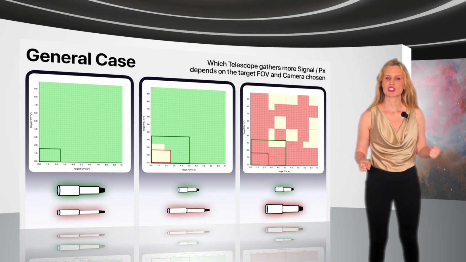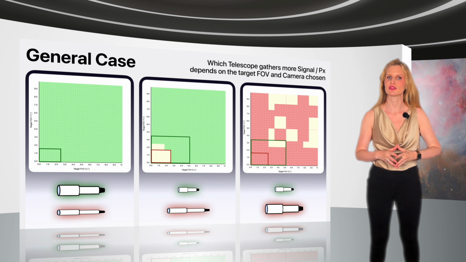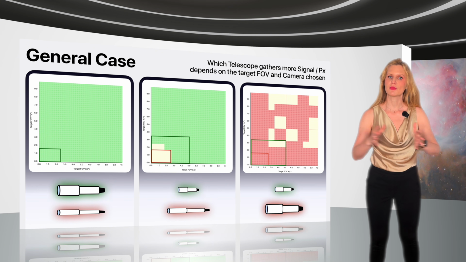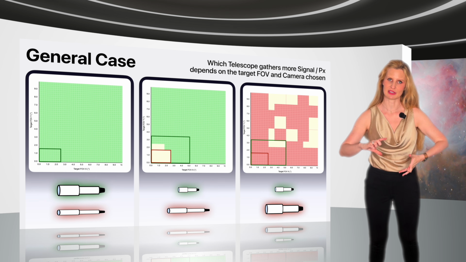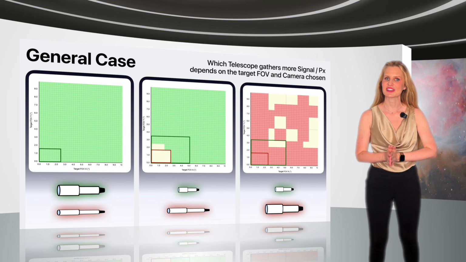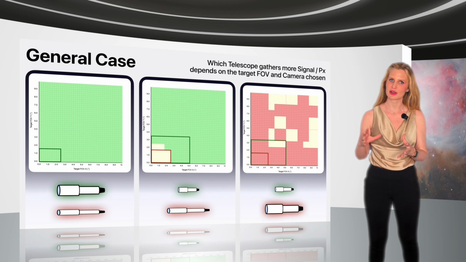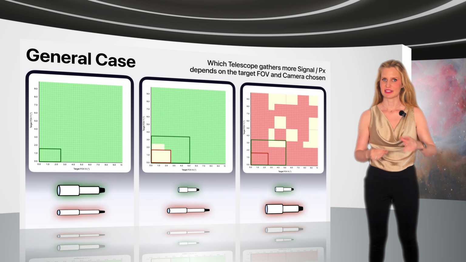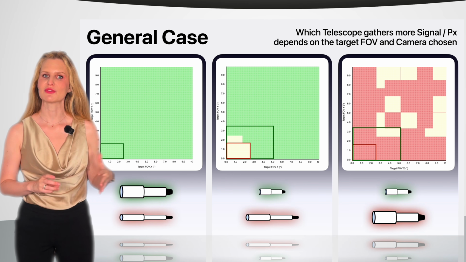Each point corresponds to a specific desired field of view and is colored according to which system, so telescope plus camera, would deliver more photons per pixel once the images are rescaled to the same resolution. In other words, we're comparing how efficiently each setup fills each pixel with signal for a given final image. If both systems perform equally at the field of view and resolution, the point is shown in yellow. In the bottom left corner, you'll also find the native field of view for both systems.